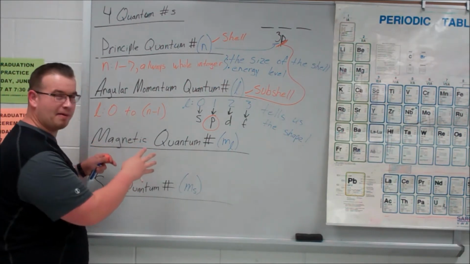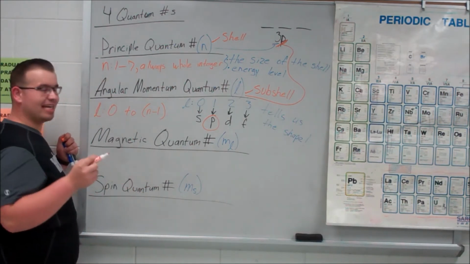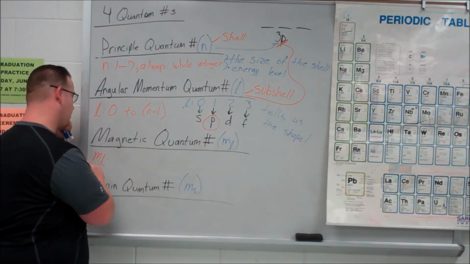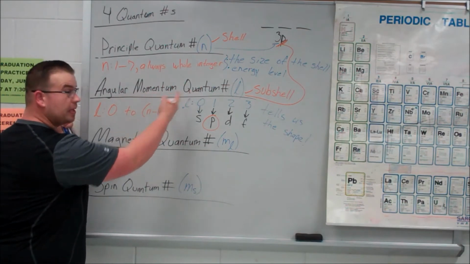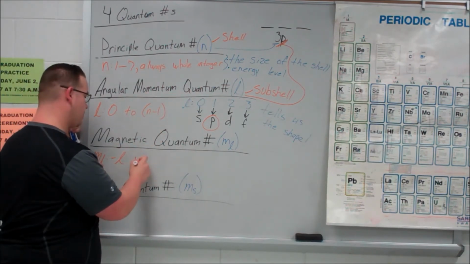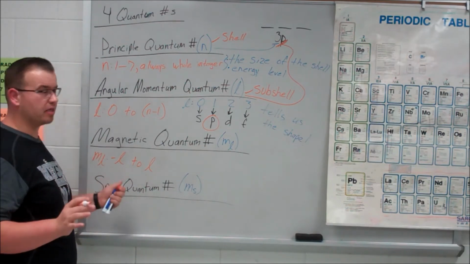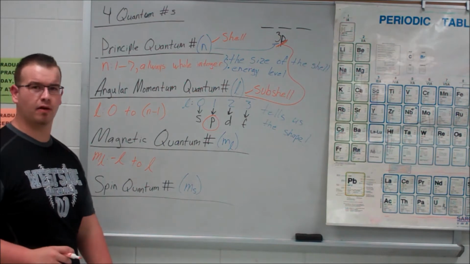Okay? So back to the magnetic quantum number, M sub L. M sub L can carry a range. So M sub L has a range of negative L, which is the angular momentum quantum number, to positive L. Just regular L. The angular momentum quantum number. So it's dependent on that.